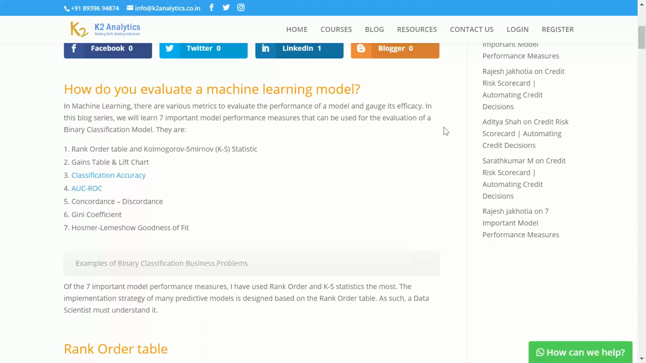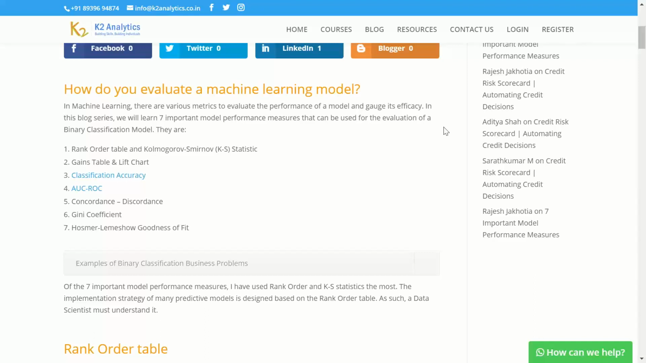AUC, ROC. In most of the machine learning algorithms, the two model performance measures which are implemented by default, one is classification accuracy and second is AUC, ROC. Classification accuracy is used whenever data is balanced. AUC ROC should be used whenever data is unbalanced. And then you have got other model performance measures like concordance, Gini, Hosmer-Lemeshow goodness of fit, and so forth.